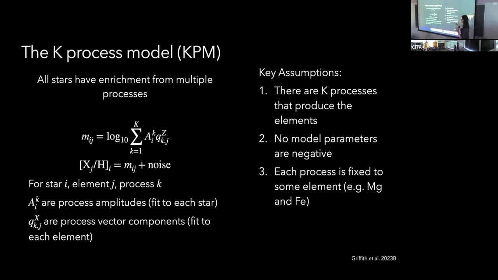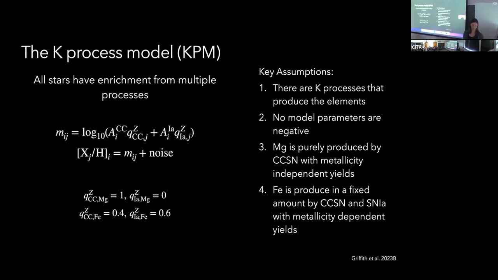There's some assumptions underlying this that are wrong in detail, but they get us close enough, and I'll talk a little bit about the failures of them a little further on. So this is the simplest case of just 2 processes. We have a core collapse component and a type 1A component. We fit our amplitudes to all of the stars. We fit our Qs, these process vectors, to all of the elements. We have to fix what we're assuming for these process vectors for magnesium and iron. This breaks the rotational degeneracies within the model and grounds it in something where we can interpret it in terms of nucleosynthesis.